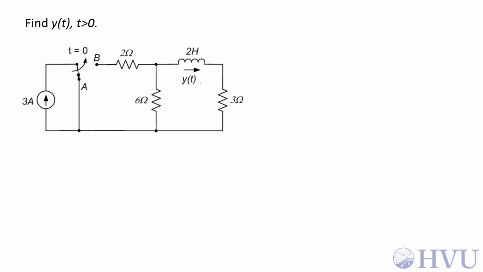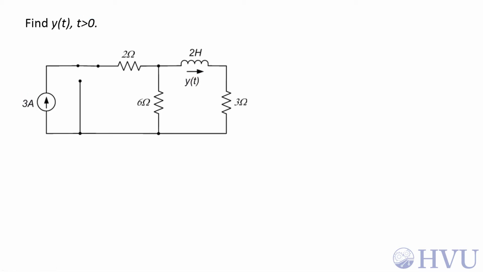In this exercise, we want to determine the current y(t) through this 2 Henry inductor. We have a 3 amp source. At t equals 0, this switch moves from here to here and connects the 3 amp source to our inductor. Since we need the results for t greater than 0, let's redraw the circuit for t greater than 0 just to make sure that this switch doesn't confuse us.